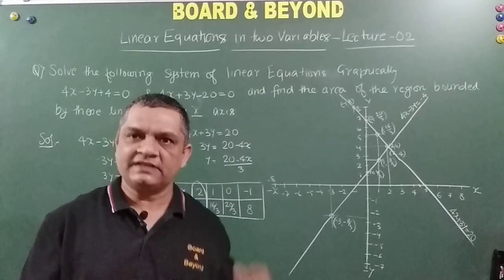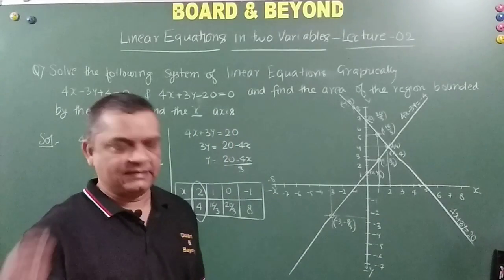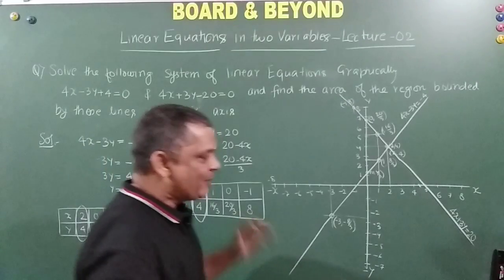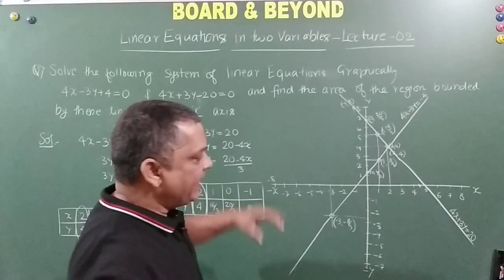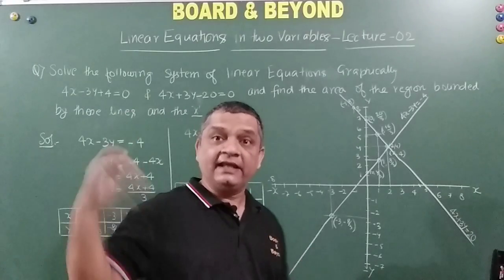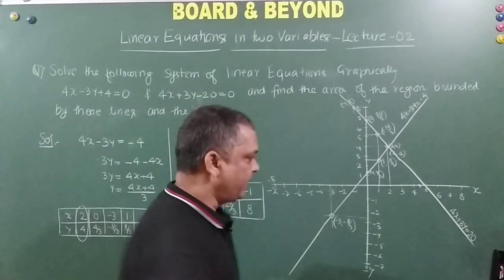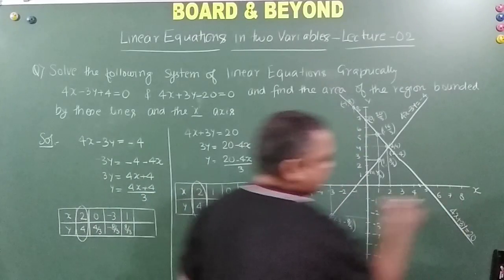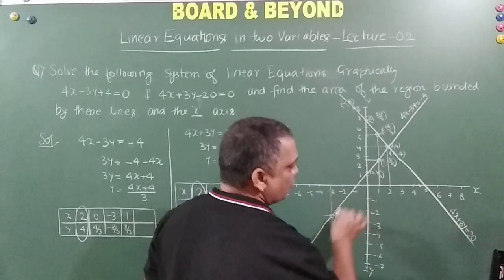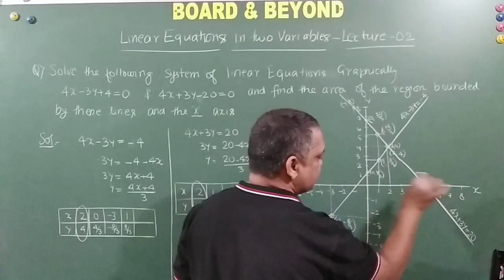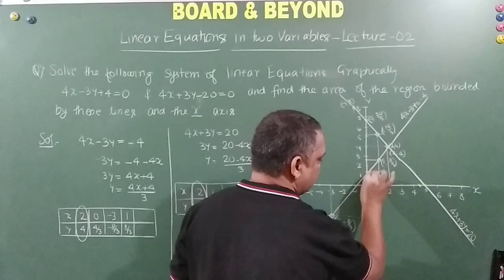Now we come on to the second part of the problem. The second part of the problem says that we need to find out the area enclosed by these lines and x-axis. Right. So where is my x-axis? This is my x-axis. Right. And these lines are crossing like this. So the area enclosed between these lines and x-axis is nothing but this.